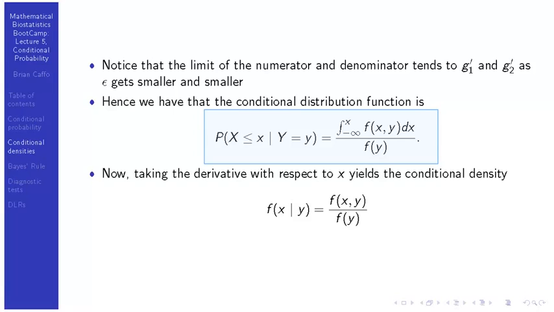And then remember that density functions are derivatives of distribution functions. So if we just take the derivative of this, then we get the conditional density function. So we can see right here that if we differentiate this conditional distribution function, we get exactly the definition of the conditional density that we gave you before, f of x comma y divided by f of y.